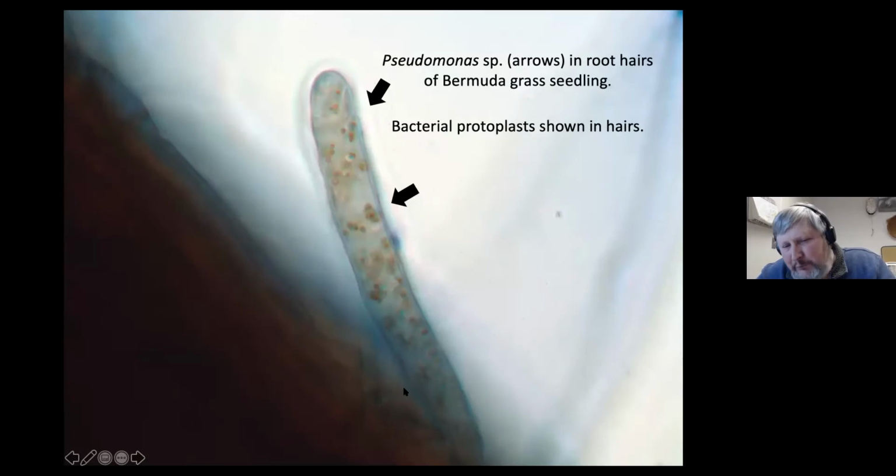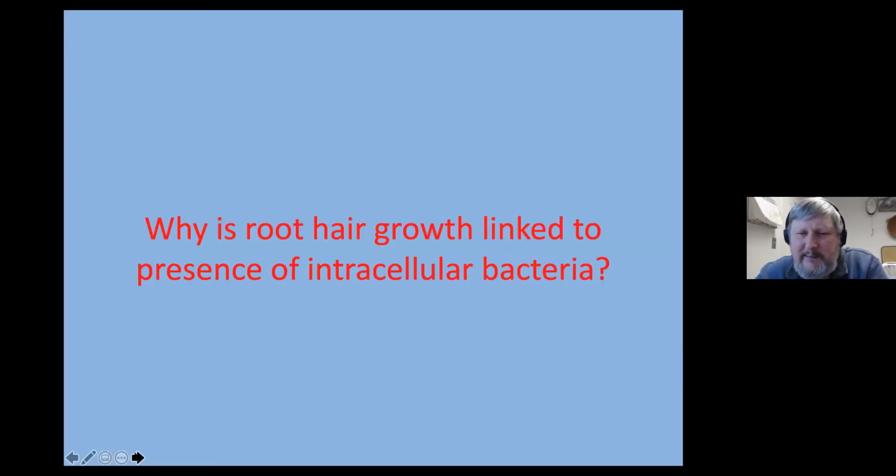This actually is a root hair from that, not Phragmites, but from the Bermuda grass, and you can see the hair. You can see inside the hair all these little brown dots. Those are all the protoplasts of that Pseudomonas, of that bacterium. These root hairs become engorged with these bacteria. They become very filled with these bacteria.